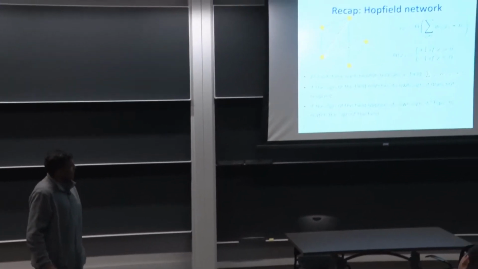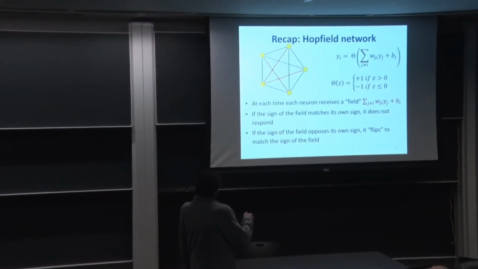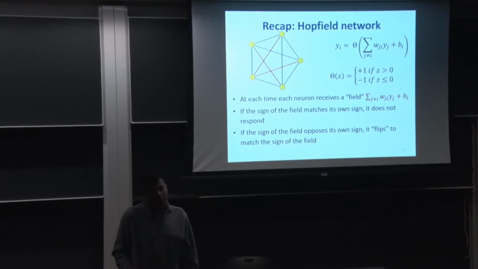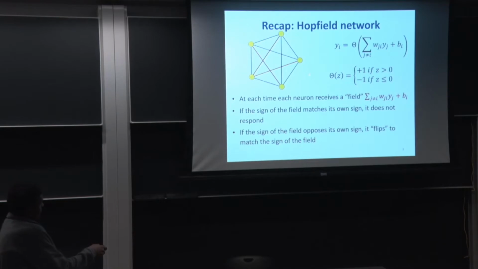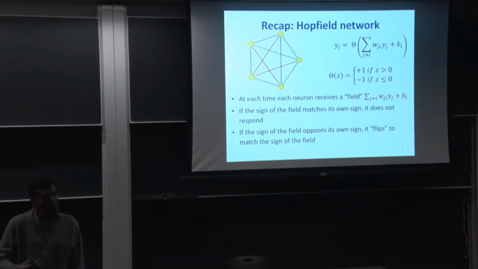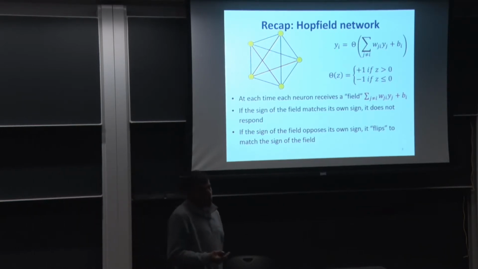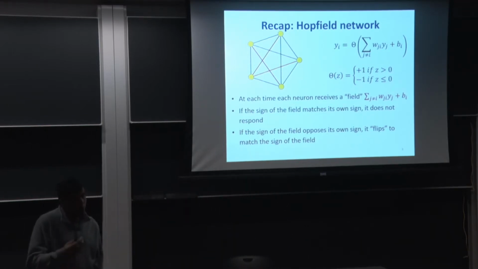The way it worked was that at each time a neuron receives a field, which is the sum of the signals from every other neuron. If the sign of this field matched the output of the neuron, that is, if the sign of the field was positive and the output of the neuron was also positive, or vice versa, the neuron wouldn't respond. On the other hand, if the two signs were mismatched, the neuron would flip. Basically, the neuron is always trying to align itself with the sign of the incoming field.